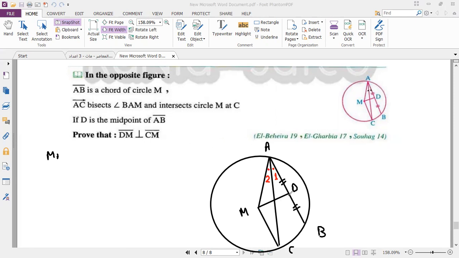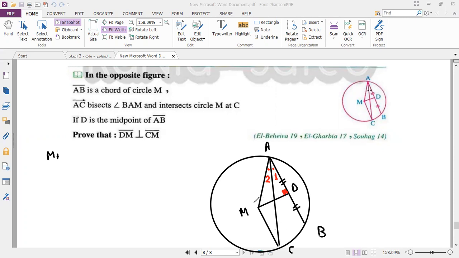And D is the midpoint of AB. So because D is the midpoint of AB, this angle is right. This angle is right. And I want to prove that DM equals CM. I want to prove that DM here equals CM.